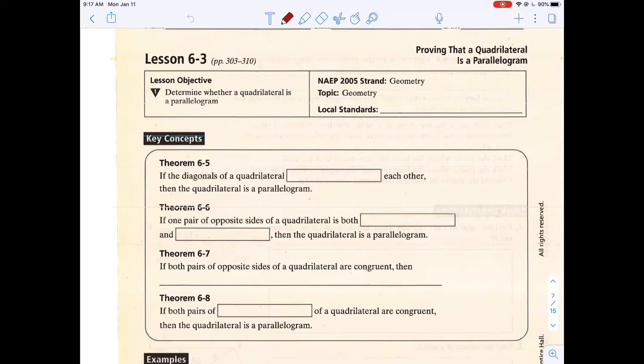Okay, lesson 6.3 is all about proving that a quadrilateral is a parallelogram. And our objective is to determine whether the quadrilateral is a parallelogram. So to do that, we have 4 new theorems to talk about. The first one is 6.5.